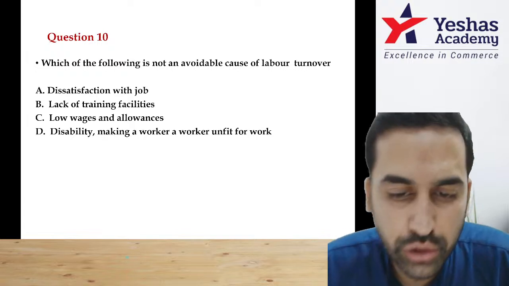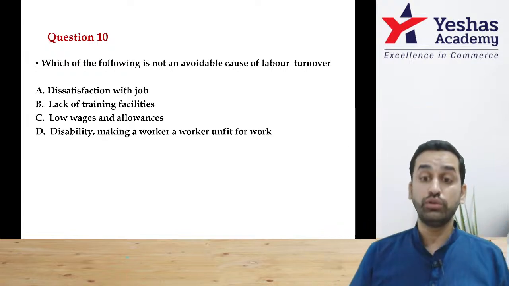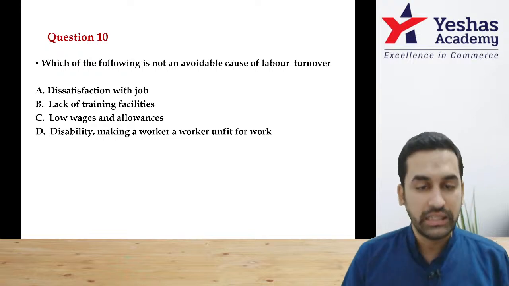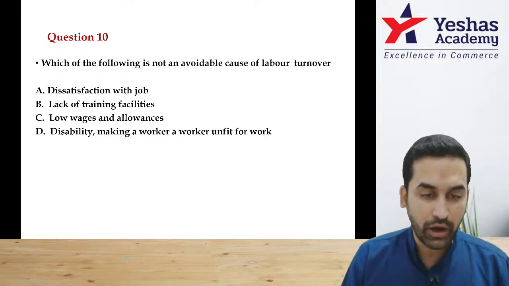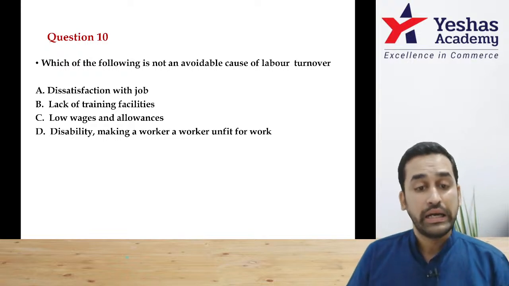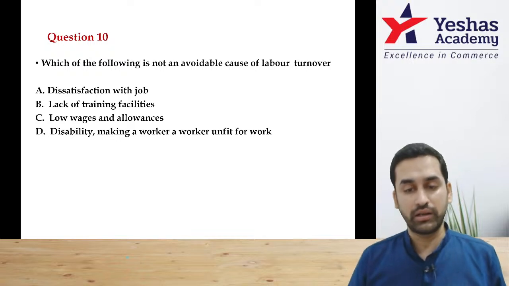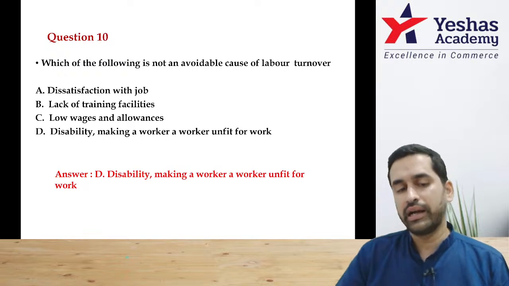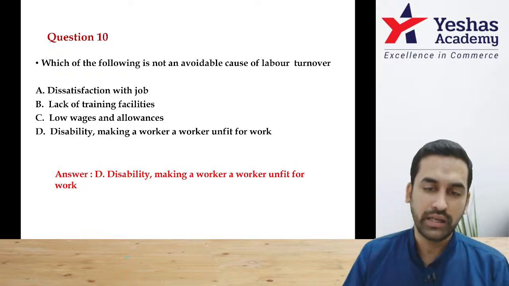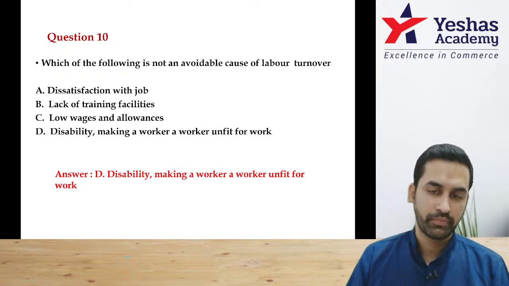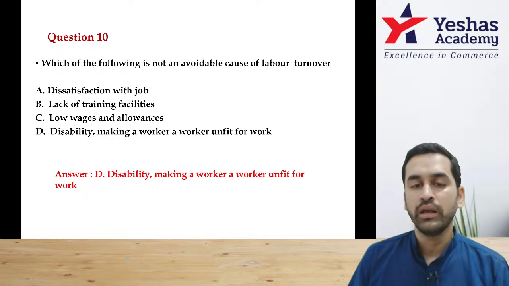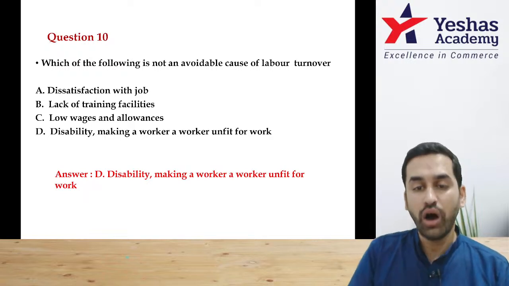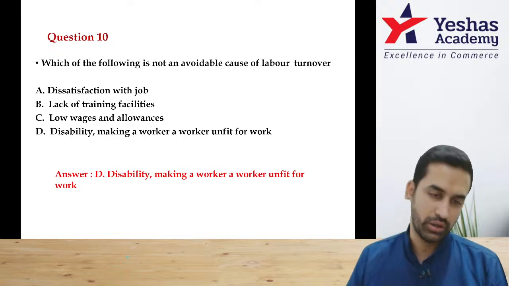Which of the following is not an avoidable cause? Not an avoidable cause. Dissatisfaction with job, lack of training, low wages, disability making a worker unfit for work. Option D is the correct answer. Disability is an unavoidable cause. Correct? They have said which of the following is not an avoidable cause.